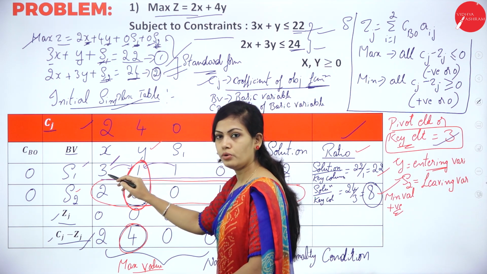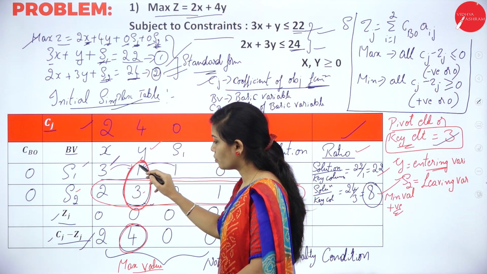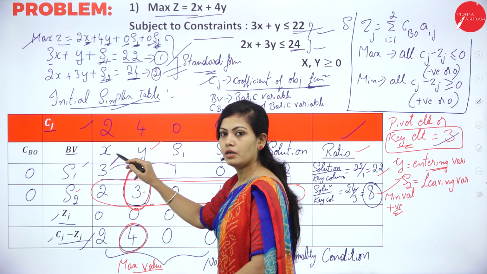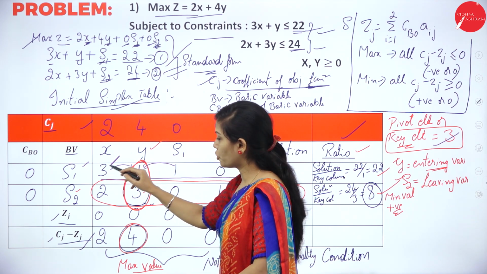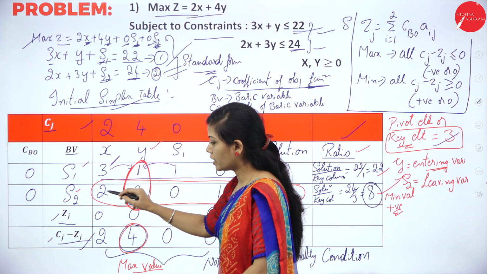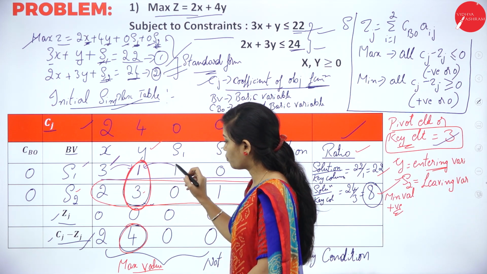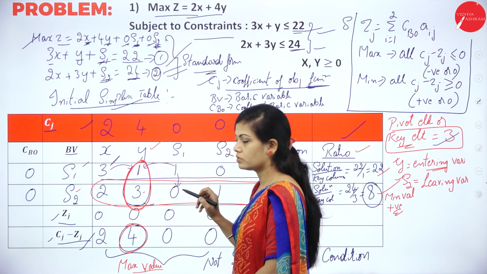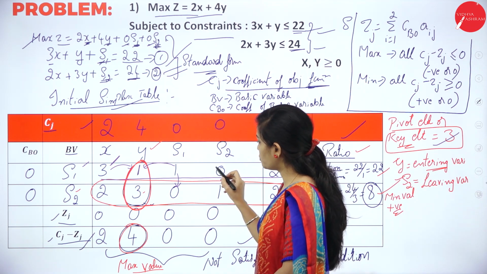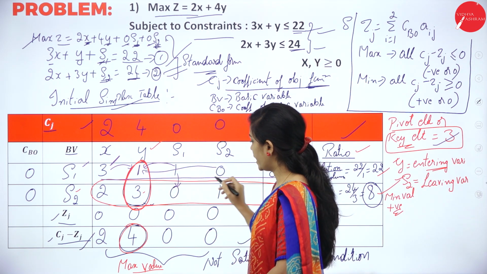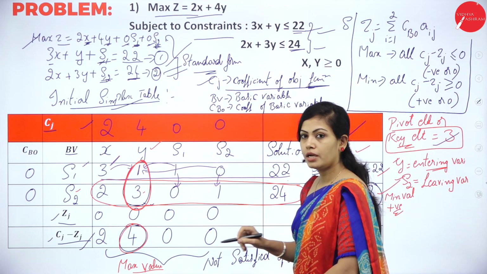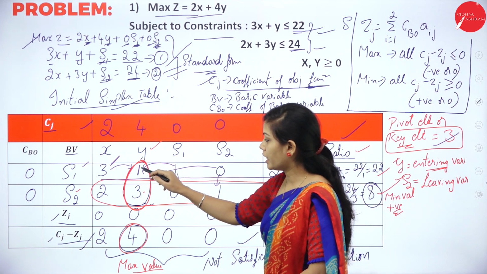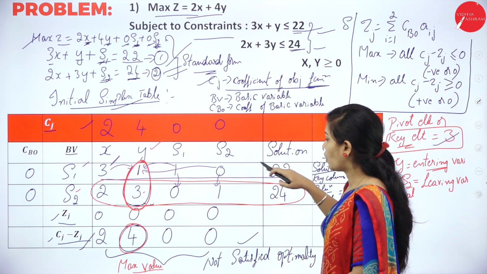So, this is old value minus corresponding key column is 1 and the corresponding key row is 2 for this number. I will repeat. For 3, corresponding key column is 1 into corresponding key row is 2. And for 1, corresponding key column is 1 and corresponding key row is 0. And for 0, corresponding key column is again 1 and corresponding key row is 1. This key column is common for all the non-key rows. Keep in mind, this key column is common for all the non-key rows.